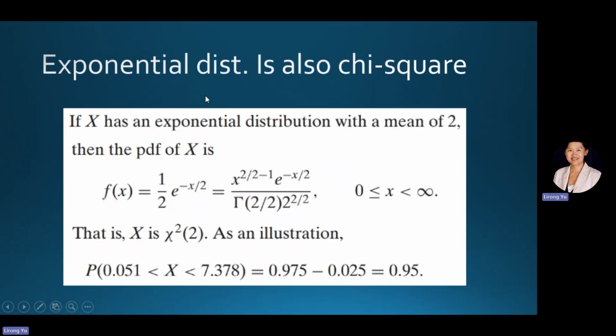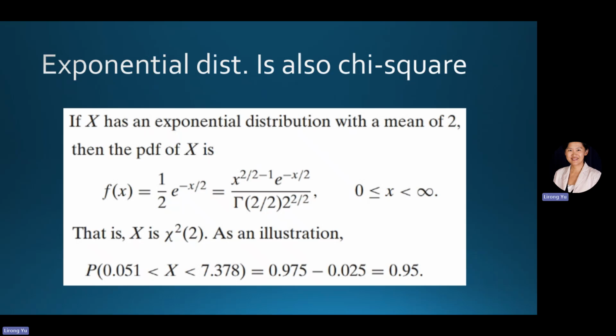Okay. So this is another thing about the fact that the exponential distribution can also be thought of as a chi-square distribution for a special r. Suppose the mean equals 2 and r also equals 2. You can think of the exponential distribution, where the average waiting time is 2, as a chi-square with 2 degrees of freedom, right?